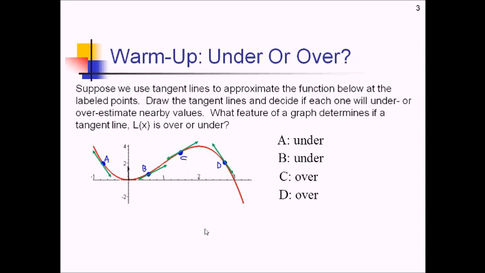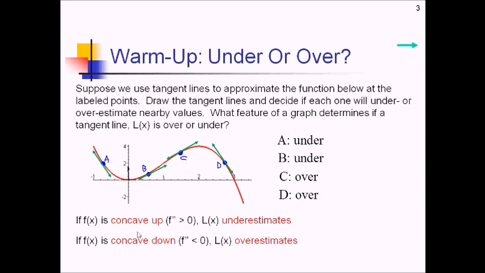So taking a look at this, it looks like the parts of the graph that are concave up will result in an under approximation, while the concave down part results in an over approximation. So concave up, in other words, f double prime is greater than 0, we're underestimating. And if you're concave down, we are overestimating. Notice that it has nothing to do with increasing or decreasing. It's all about the concavity.